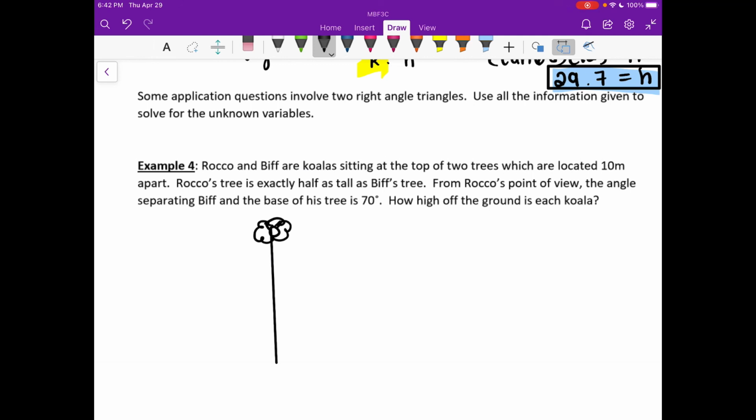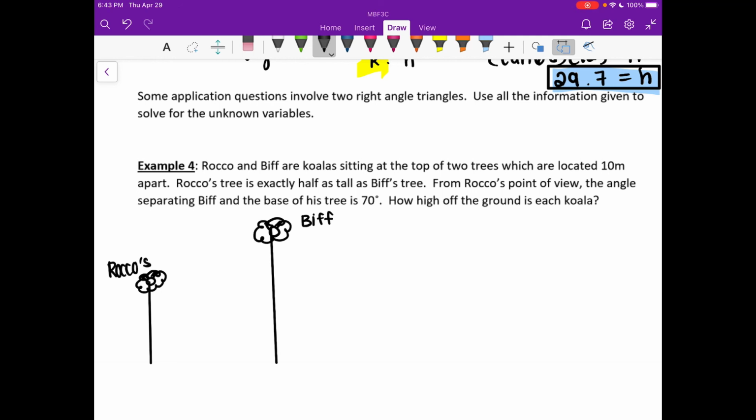I can't draw. I'm not an artist. But that is, and I'm sure you hear that all the time, but that's my little koala over there, right? So this is going to be Biff's tree because it's pretty tall, right? And I know that Rocco's tree is exactly half of Biff's tree. So I'm going to draw in Rocco's tree, right? Same thing. I'm going to give it a little tree top. And I'm going to draw in my little koala, right? So this is Rocco's tree.